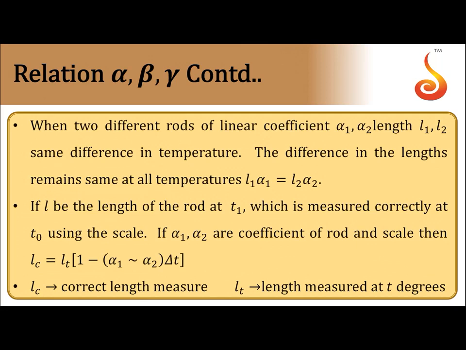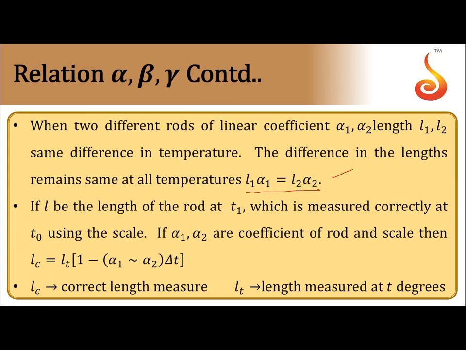Then when two different rods of linear coefficients alpha 1, alpha 2 and lengths L1 and L2 are heated through the same temperature difference, the difference in their lengths remains the same at all the temperatures. So that means L1 alpha 1 should be equal to L2 alpha 2. This can be used for solving problems.